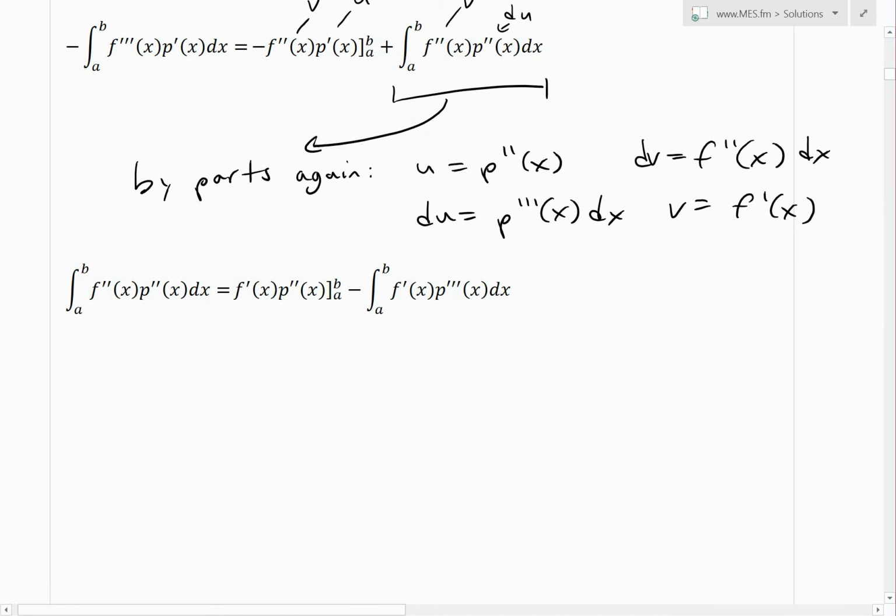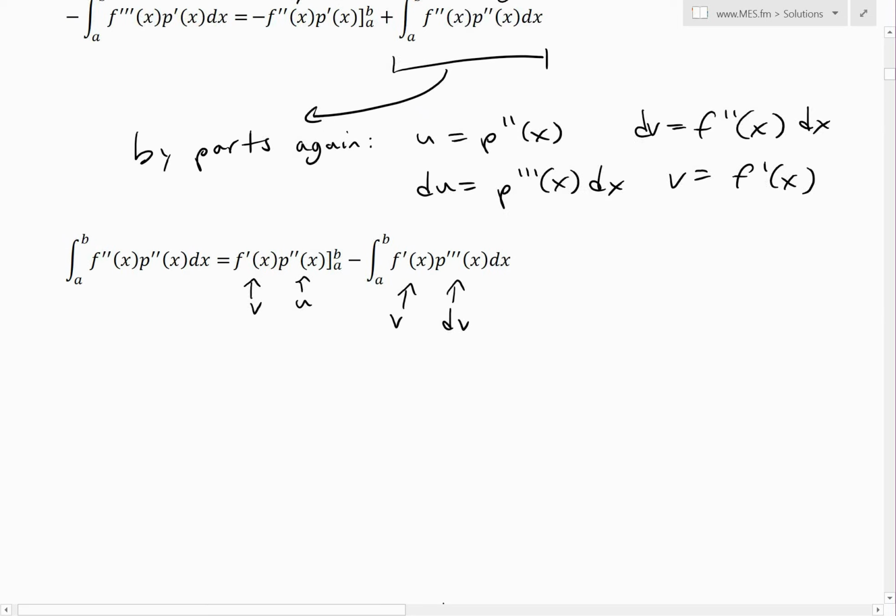When you throw it in, you get this function right here, where this is our v, the first derivative of f of x. This is going to be our u, the second derivative of p of x. And then this part right here is again our v, and this is our dv, the third derivative of p of x. So again, we do this by parts again. So we keep going one last time.